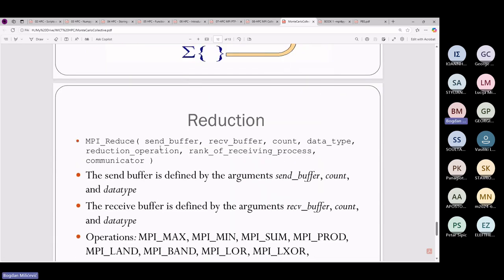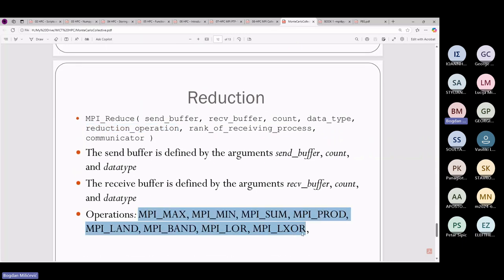How does the function look? It has what we are sending. It could be a single value, for example, a partial sum. Then we have what we are receiving, where the final result will be. So this will be the partial sums, and this will be the final sum. This does not have to be a single value. We can perform a summation of a vector or of anything. But for simplicity, let's say a single value, then we have count, so 1 if it's a single value, then which type the data is, and what operation we are performing. And these are some of the available operations.